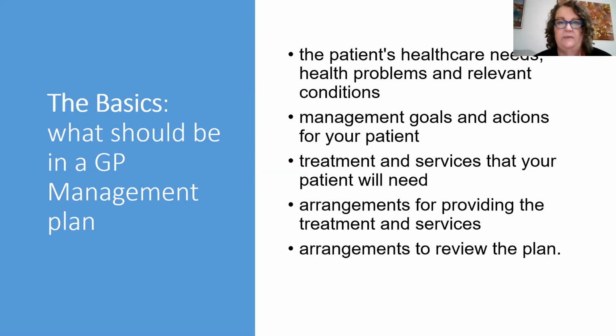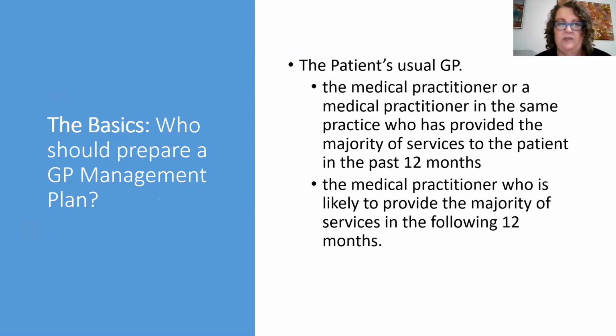It should have a list of management goals and actions for your patients. It should have a list of treatments and services that your patient will need in order to achieve their goals, and what the arrangements are for providing those treatments and services, and also arrangements to review the plan. Now, so far, that's the GP management plan, and we haven't necessarily involved a team. So there can be patients with chronic medical conditions who don't need a team. They can still have a management plan, but we just don't take it further to the team care arrangement.